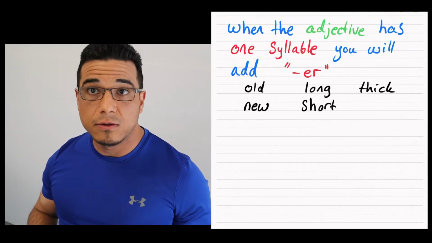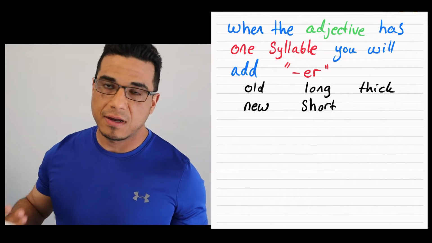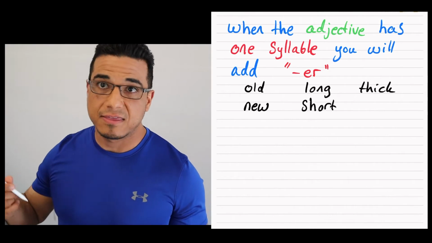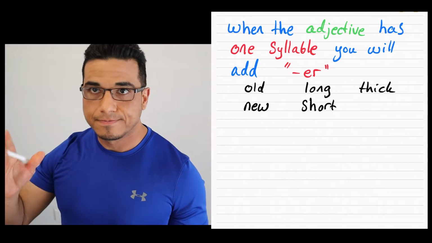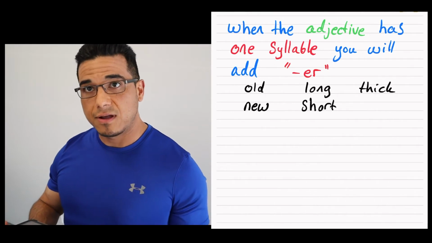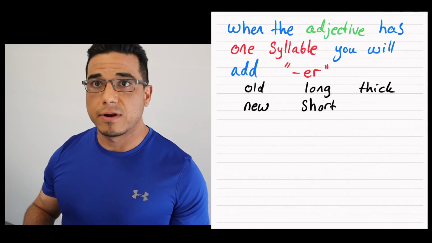So looking at new, I would say, his phone is newer than mine, or my pen. This pen is thicker than my pencil, whatever. Pretty basic. Now, it gets a little bit more complex with the more syllables you add to the words, which we're going to talk about right now.